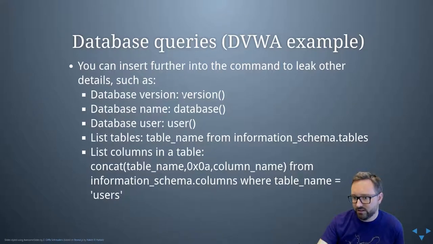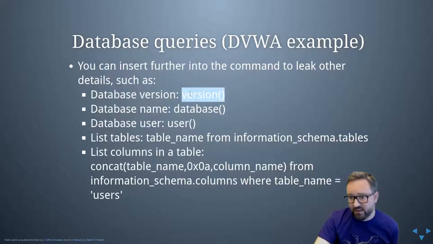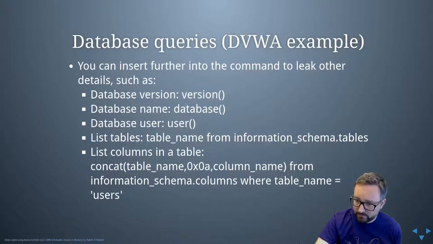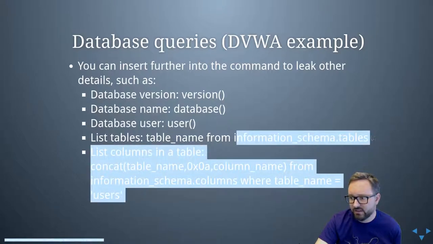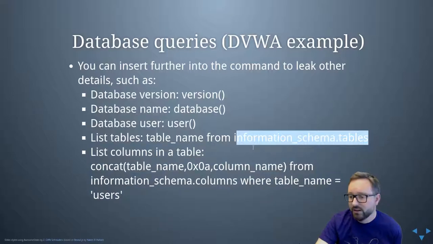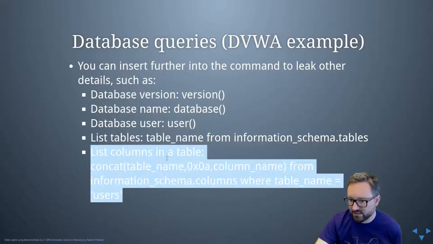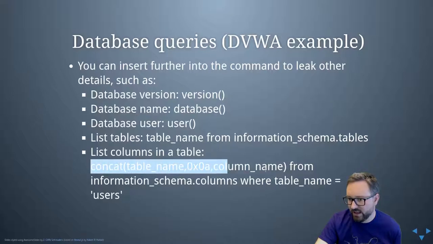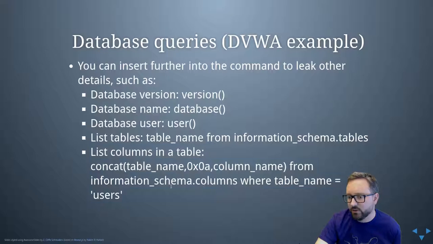So what you can do is get the database version out in your query, or the database user that's running. You can get information about all the tables that are in the database. That can be helpful so that you can write queries to do things like this, where you can get the list of columns in a table, and then you can start extracting out the information.